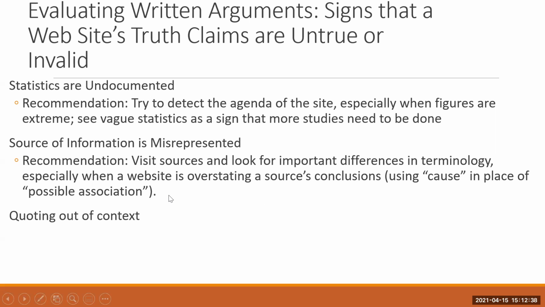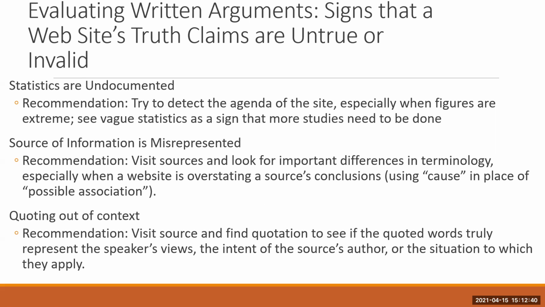Let's see, quoting out of context. Here we are actually taking a direct quotation from a text, but we're presenting it in a way that is misleading. All right. And that it misrepresents either the intent of the words or the intent of the article. So you want to visit the source, find the quotation, see if the quoted words truly represent the speaker's views. Okay. Or if they truly represent the intent of the source's author.